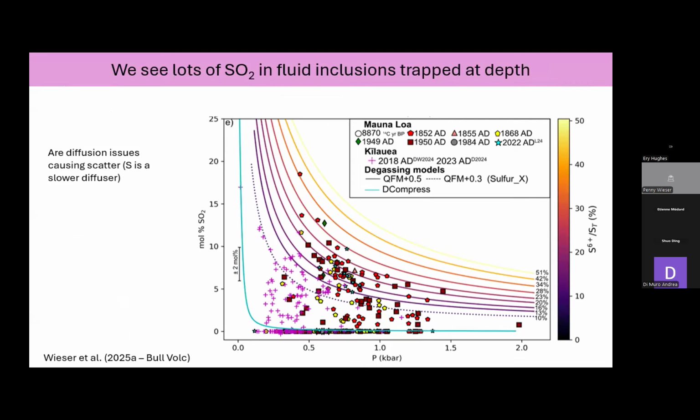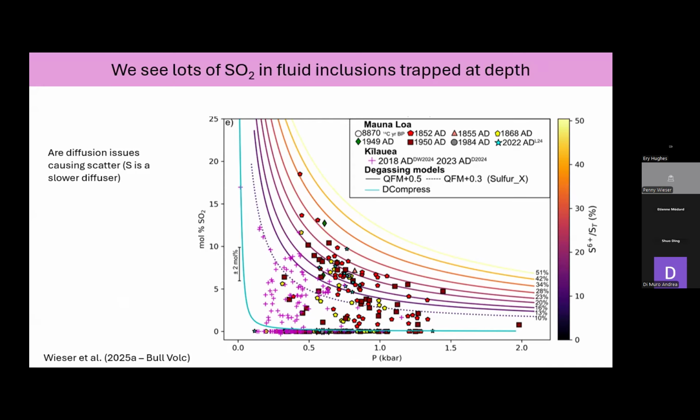This is the degassing model everyone uses. For Hawaii, you can see it's predicting SO2 degassing way too late. Echo's fabulous model, SulfurX, predicts the onset of sulfur degassing at about the right time for the right sulfur 6+ ratio for Mauna Loa.